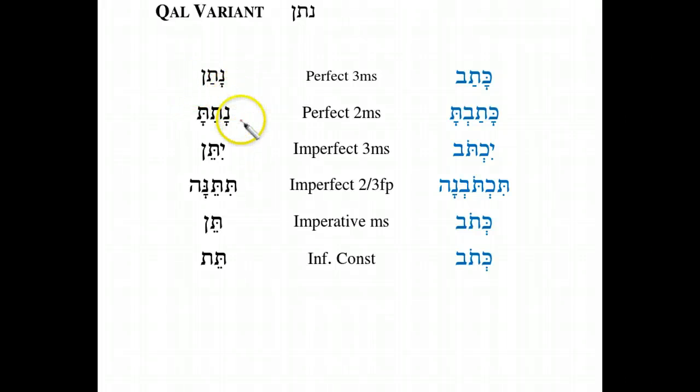No problems there. Once we get into the second masculine singular of the perfect, remember all the other perfects look the same, but here there's a slight difference, and that's because the second nun is weak. And the second nun, just like any other nun, once it's directly next to another letter, as it would be in this case, then it becomes a strong dagesh.